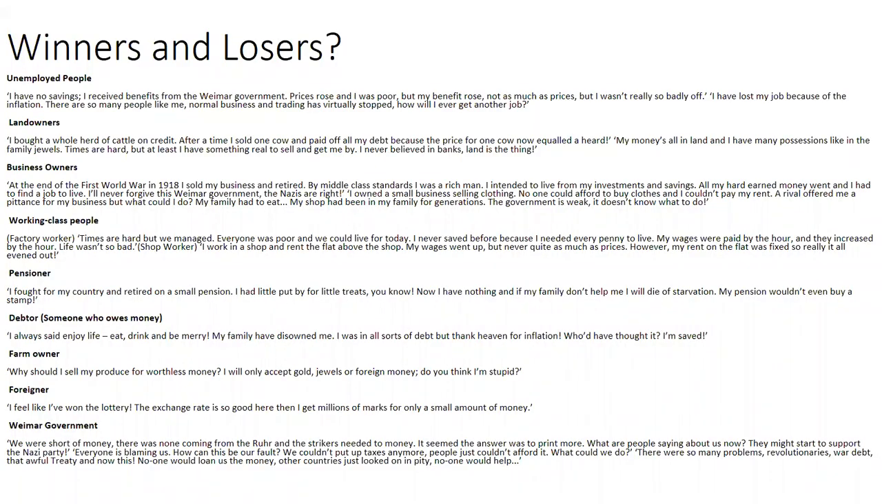So the winners and losers of hyperinflation: we just need to go through and decide what they are at this stage. Now, we've got a range of groups here. Unemployed people, landowners, business owners, working class people, pensioners, a debtor, a farm owner, a foreigner, and the government. You need to go through these and decide if they are winners, losers, or both. I'm going to go through a couple, and then you can make that decision for the rest of them.